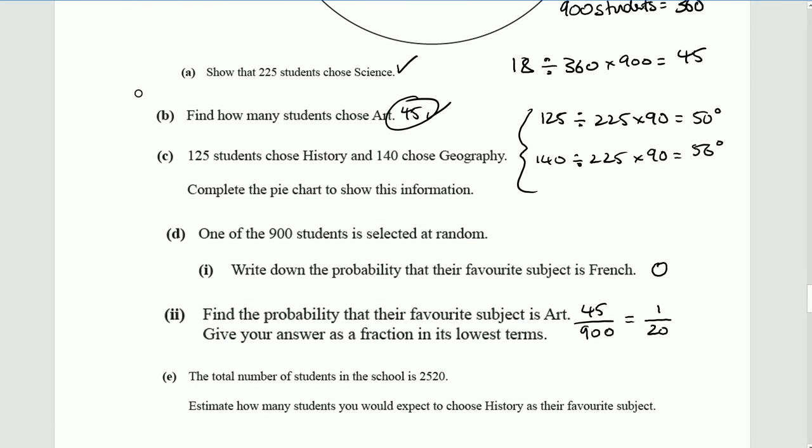The total number of students in the school is 2,520. We want to estimate how many students we'd expect to choose history as their favourite subject. For expectations, remember that probabilities tell us the likelihood of doing this thing out of so many times. So for instance, saying something has a probability of 1 in 20 says we expect it to happen 1 out of 20 of the time, 1/20th of the time.